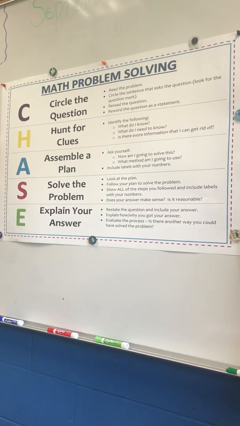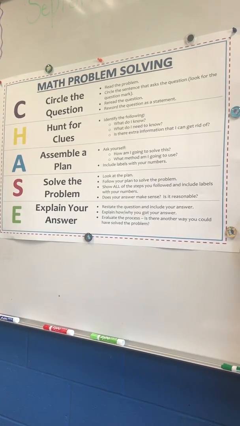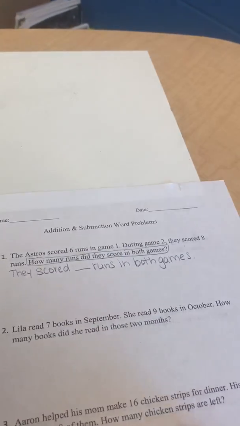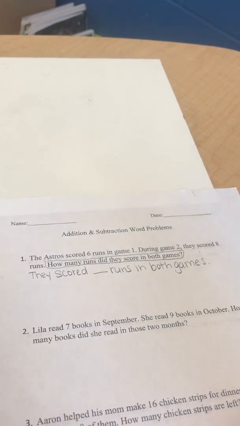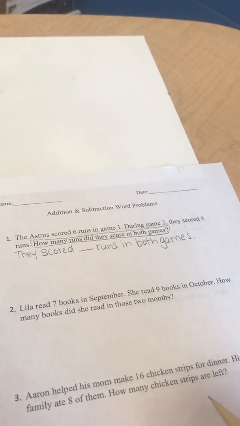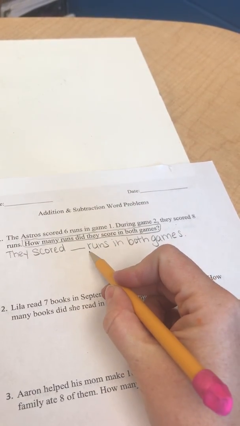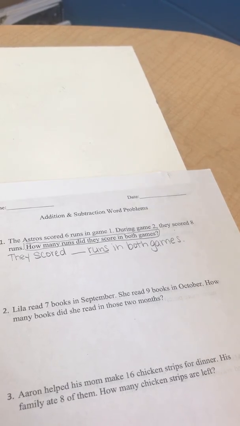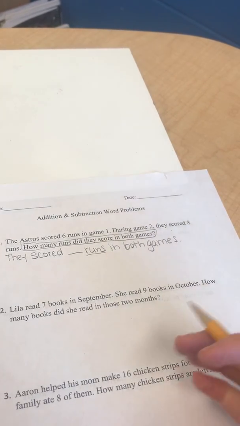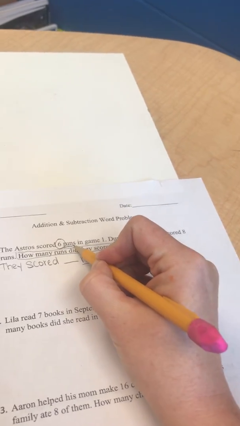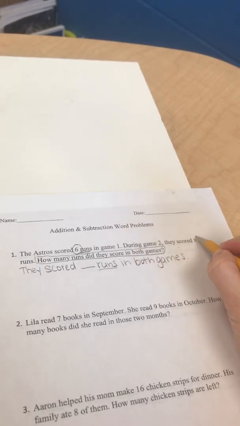Now I'm going to hunt for my clues. I'm going to identify the following. What do I know? What do I need to know? Is there extra information I can get rid of? So now I'm going to go to my actual word problem. The Astros scored 6 runs in game 1. During game 2, they scored 8 runs. So I am looking for runs. The only information I need to circle and find is the information that involves runs. They scored 6 runs, and then they scored 8 runs.